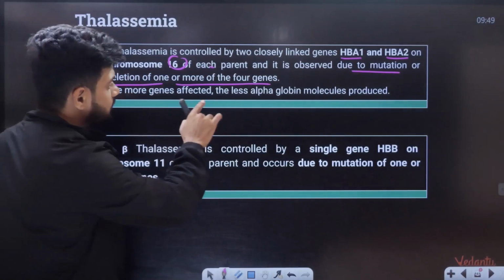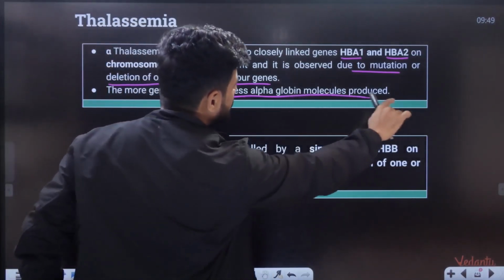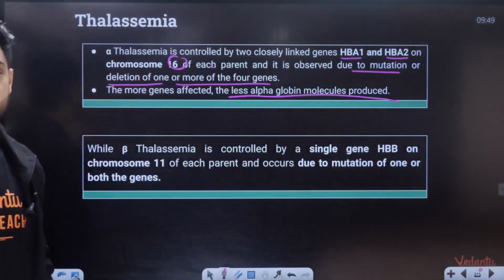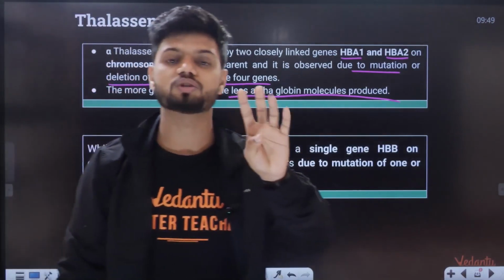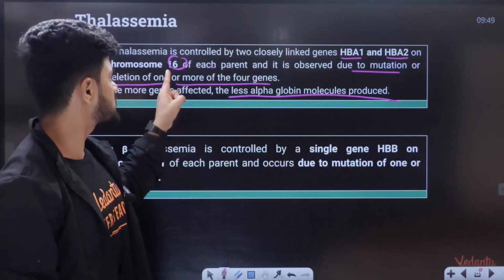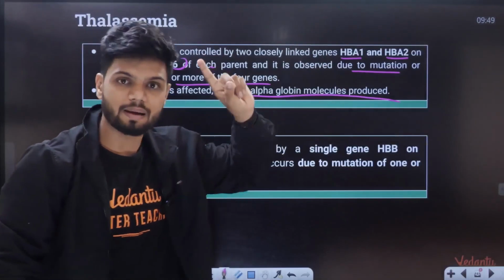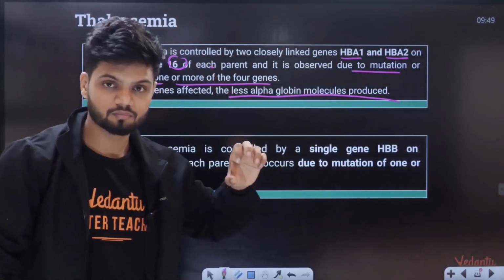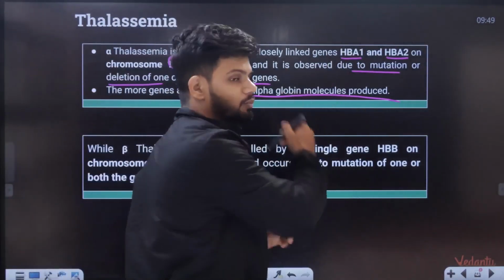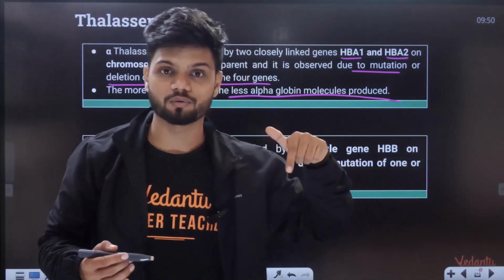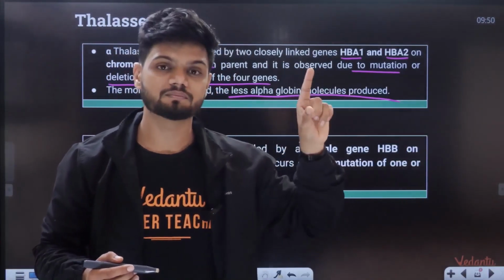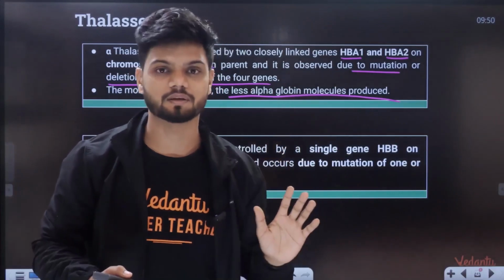The more genes affected, the less alpha chain, more molecules produced, less alpha chain. So that causes alpha thalassemia. If these 2 genes, chromosome 16, HbA1 HbA2 in one parent, for example this one 16 chromosome, got from your mother, the same 16 chromosome coming from your father also, if in that also there is a defect, gone case, alpha thalassemia.